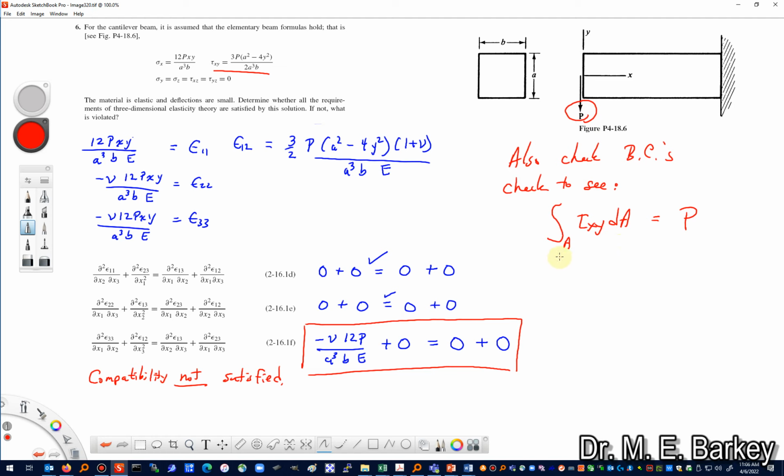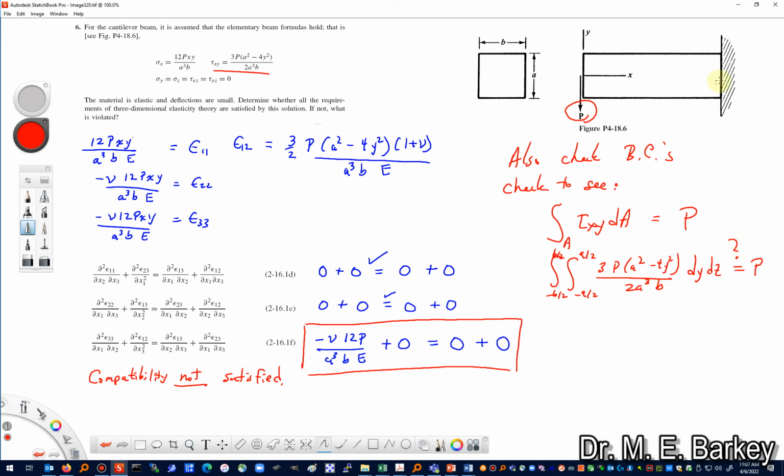Of course, the area integral would go from y from minus a over 2 to a over 2, and z would go from minus b over 2 to b over 2. So the equation would be the integral of 3P times a squared minus 4y squared over 2a cubed b dy dz, and that should equal P. I'll let you check that.